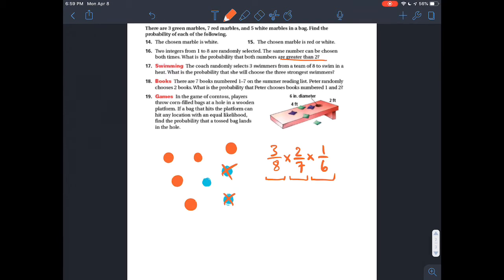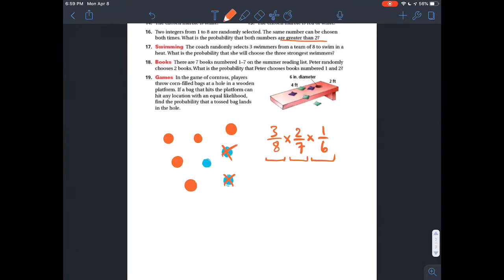At any step you could go off and get an unfavorable outcome, but each of these represents the probability of the favorable outcome at that step. So we have to multiply all of these numbers. You see there's a 3 and a 2 on the top and a 6 on the bottom, so those will just cancel out. So this equals 1/8 times 7, or 1/56.